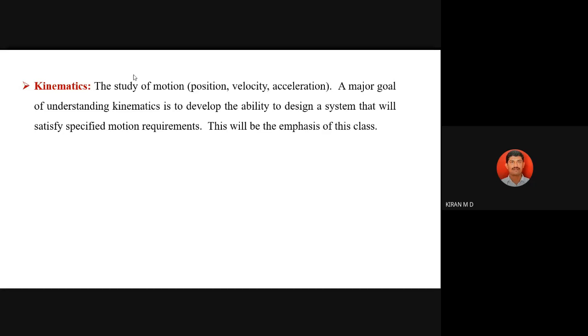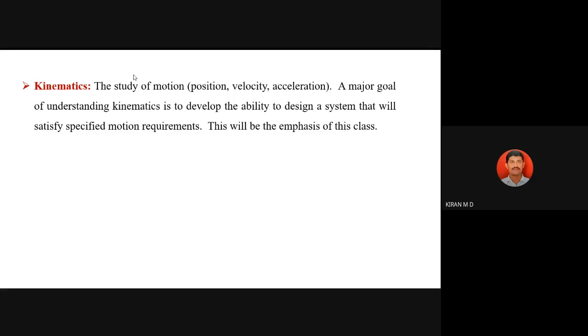Kinematics means the study of motion, position, velocity, and acceleration of the component, without considering any forces. That we count as kinematics. When we come to dynamics, we analyze the machine components with respect to forces, inertia, centrifugal forces, moment of inertia, like that. When we analyze the component by considering the forces, inertia, and all the parameters, that we count as dynamics.